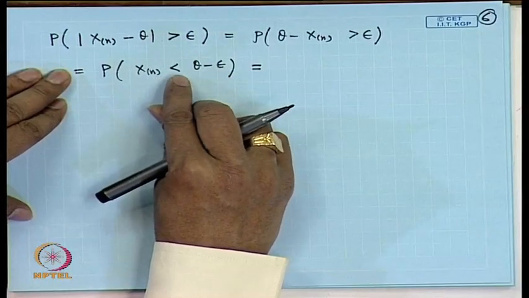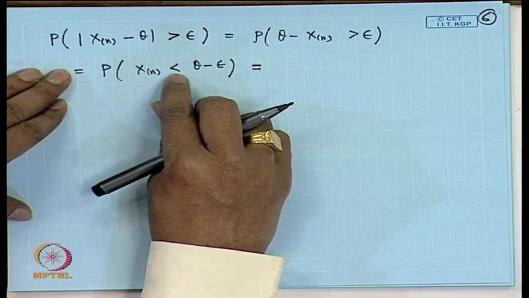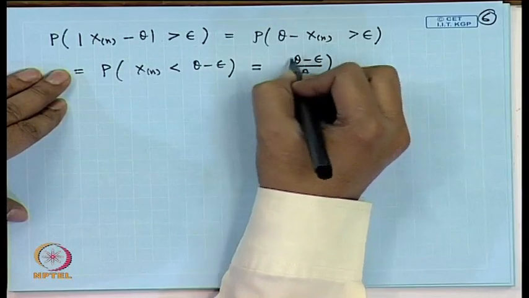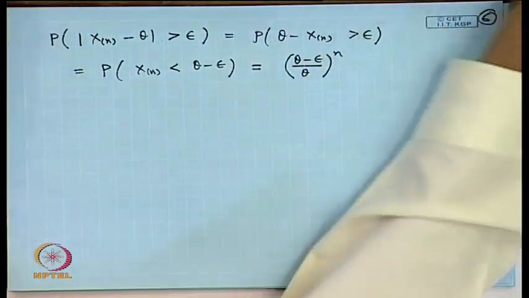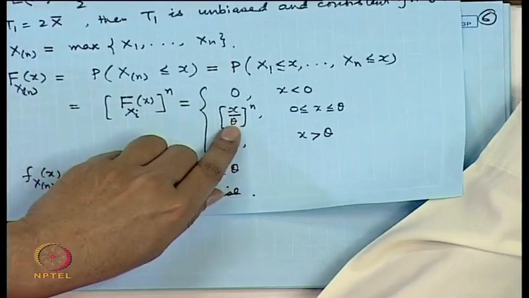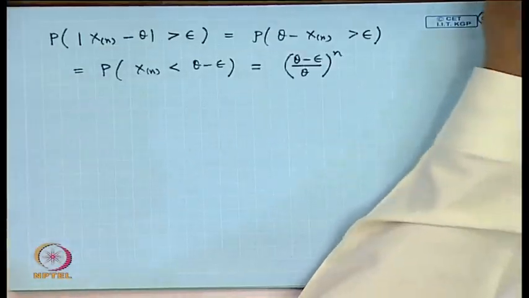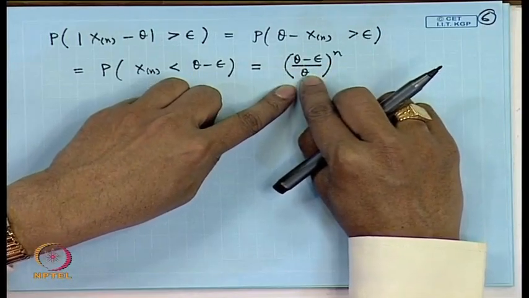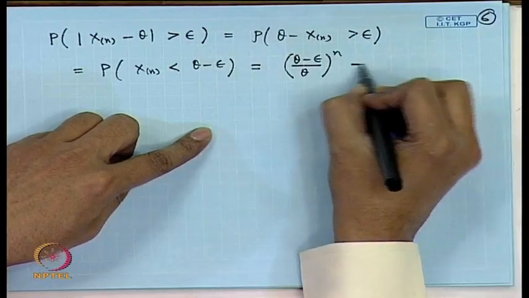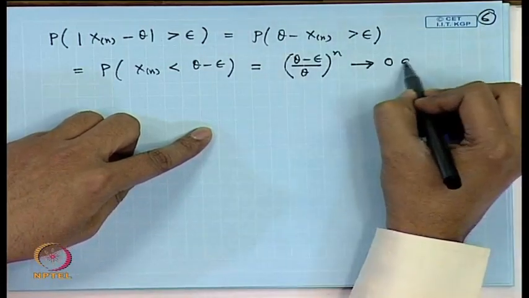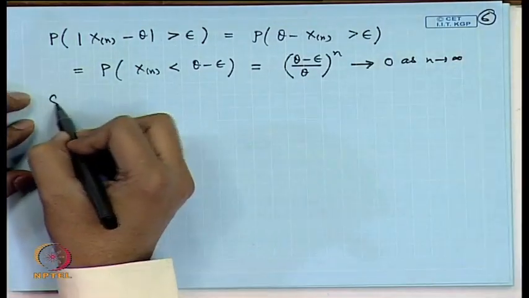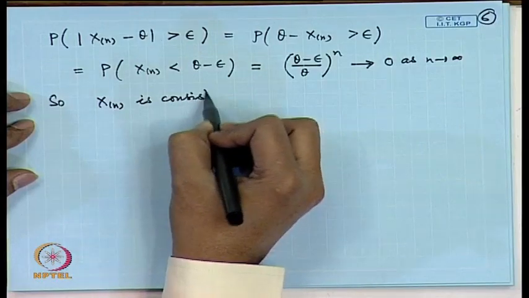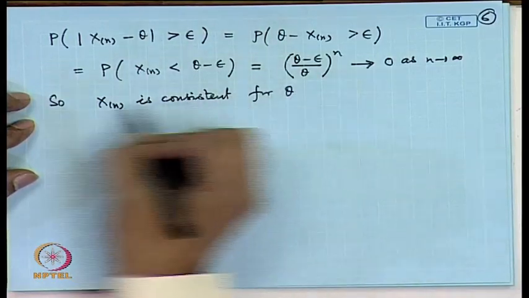Since X_(n) is having a continuous distribution, whether we put less than or equal to, it does not make a difference. Therefore, this value is equal to theta minus epsilon by theta to the power n, as we have derived just in the previous sheet here. So, now you can see here epsilon is a positive number. So, theta minus epsilon is less than theta. Therefore, if I take the limit as n tends to infinity, this will go to 0. So, X_(n) is consistent for theta. Let me call it T 3.